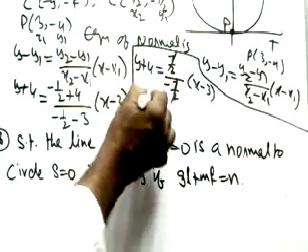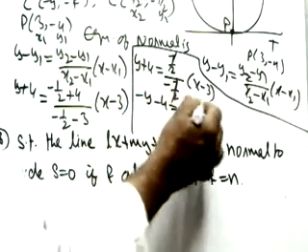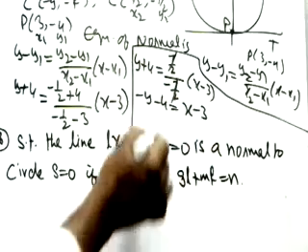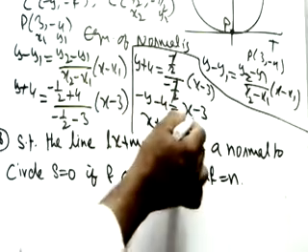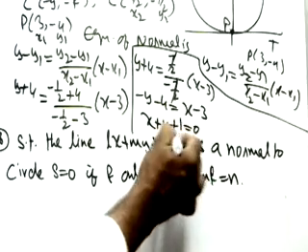This 7 by 2, 7 by 2 will get cancelled. Bring this minus here: minus y minus 4 equals x minus 3. Bring the numbers to one side: x minus y on the other side, plus y minus 4 on the other side plus 4.